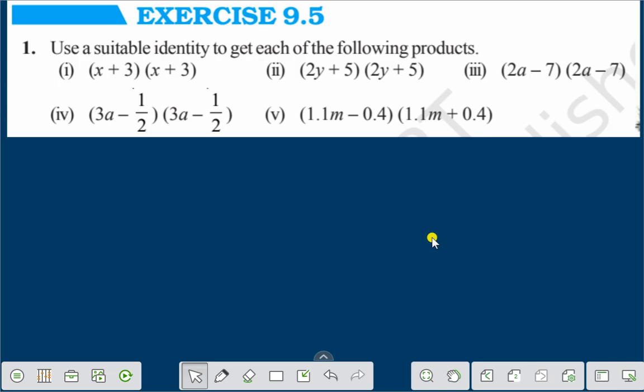Hello everyone. Today we shall discuss exercise 9.5 question number 1. Question number 1 is: use a suitable identity to get each of the following products.